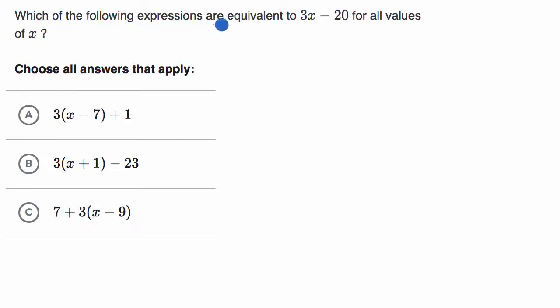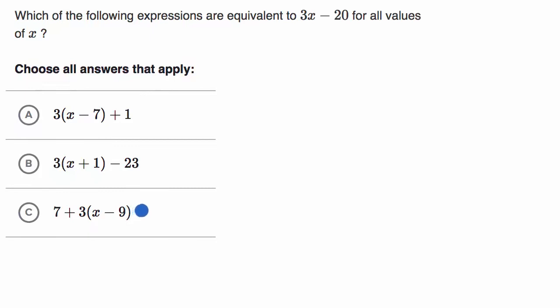Which of the following expressions are equivalent to 3x minus 20 for all values of x? It says choose all answers that apply, and they give us 3 choices. So like always, pause this video and see if you can work through it on your own before we work through it together. All right.